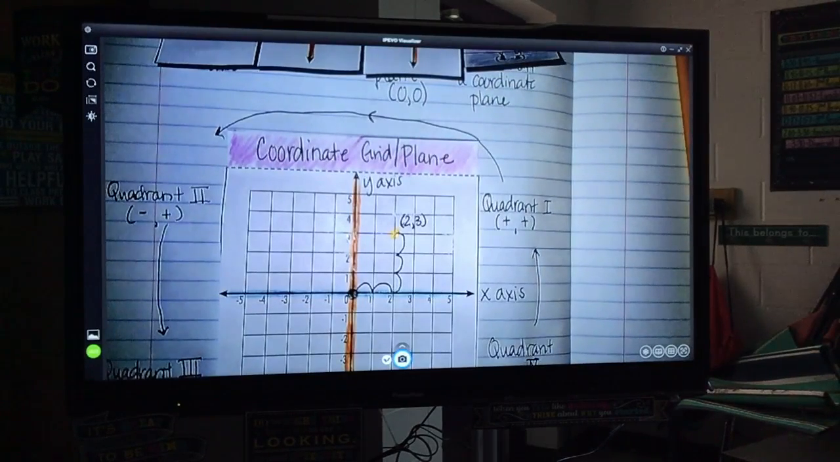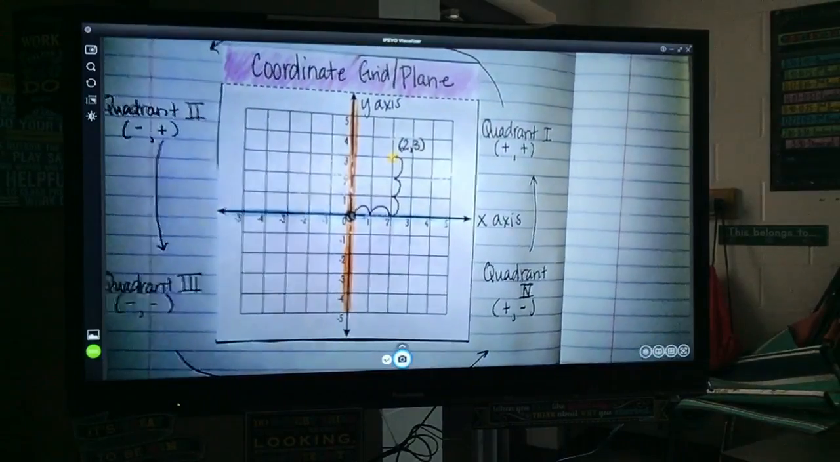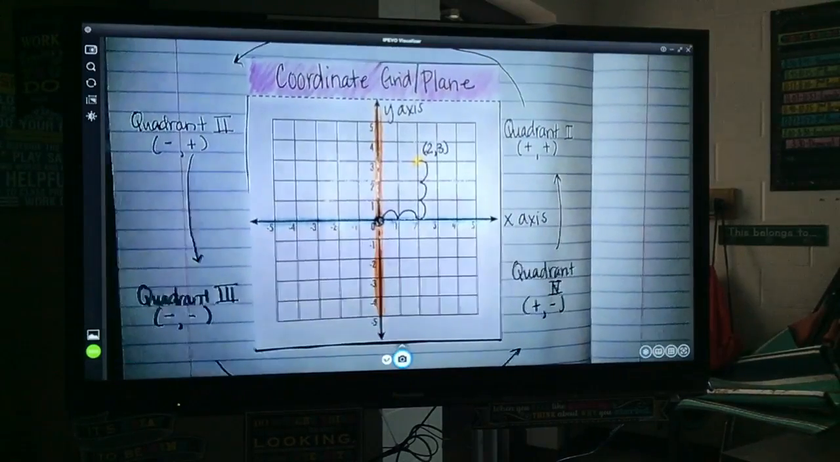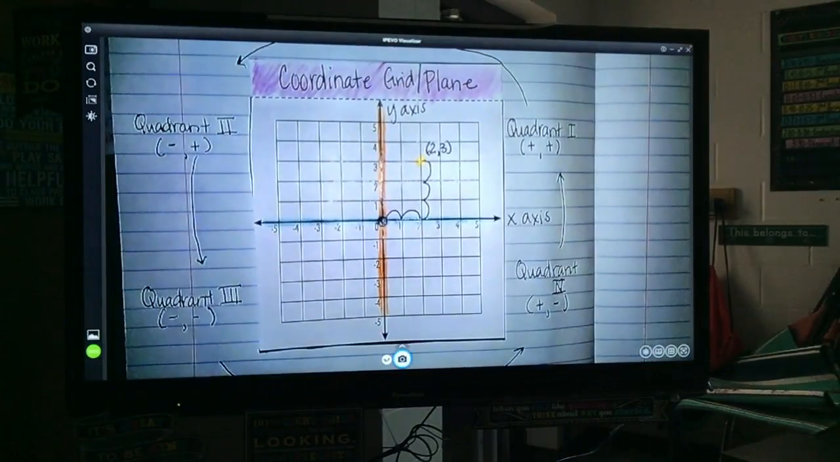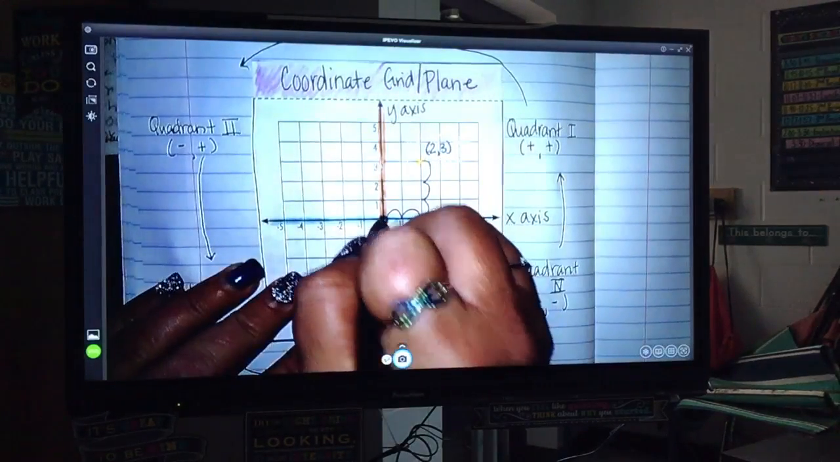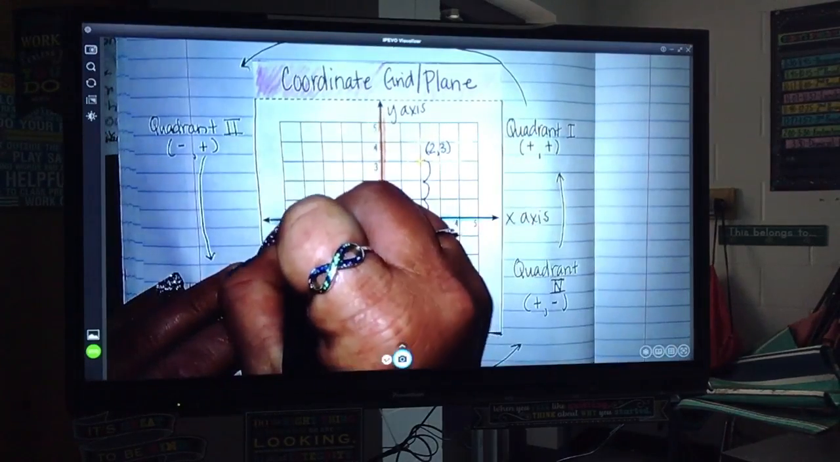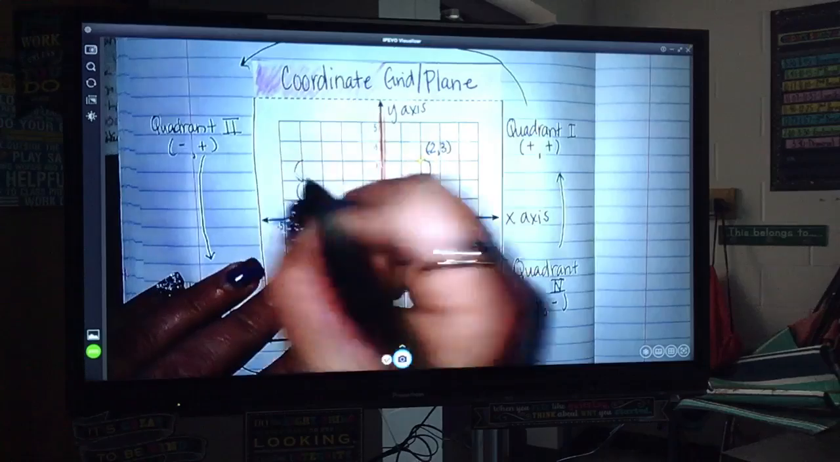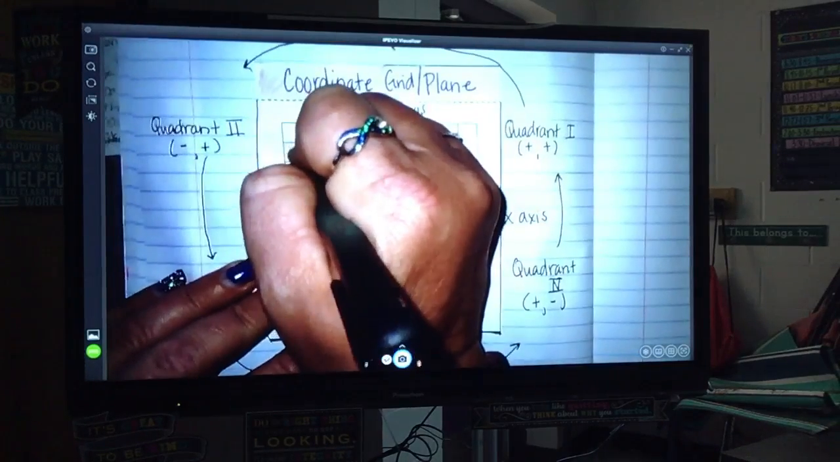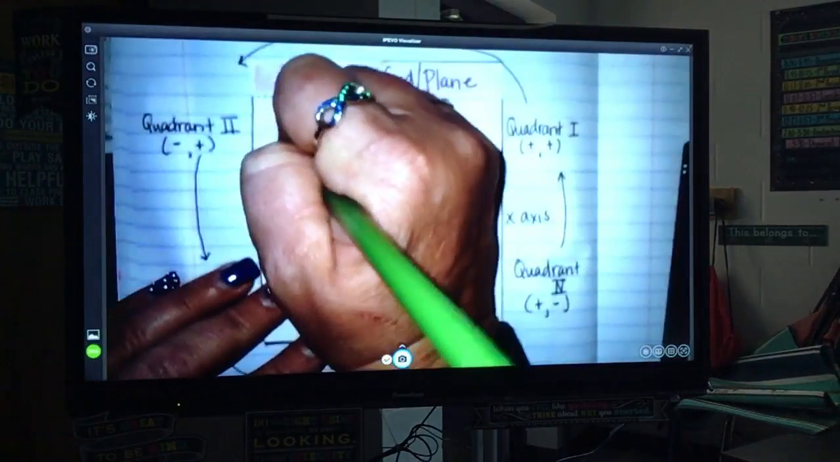Alright, the next one. -4, 3. Alright, Michaela? So you go to the left 4 and then up 3. Alright, and that is my second point.